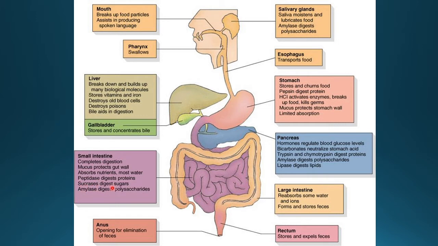Then sucrose digests sugars, and amylase digests the polysaccharides, mainly the carbohydrates. So this is where, in the small intestine, the digestion process is finished. And one more thing, guys, I forgot to tell you: within the small intestine there are structures like small banners within the pipe, basically.